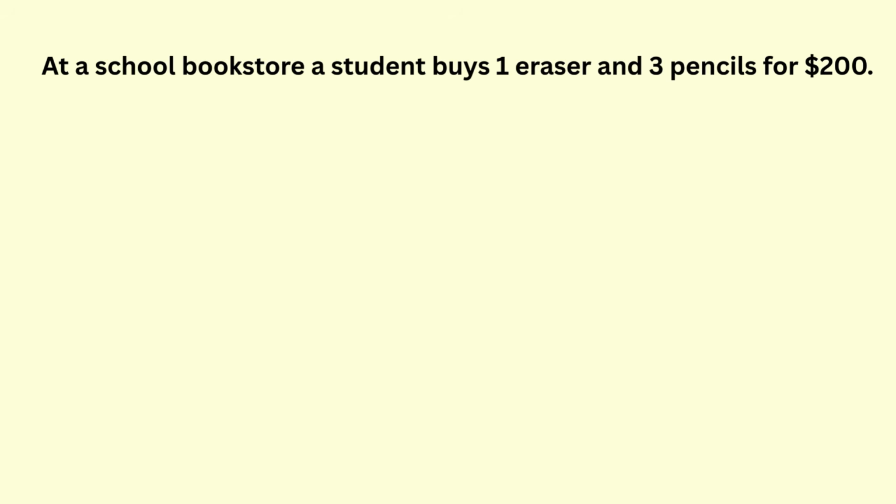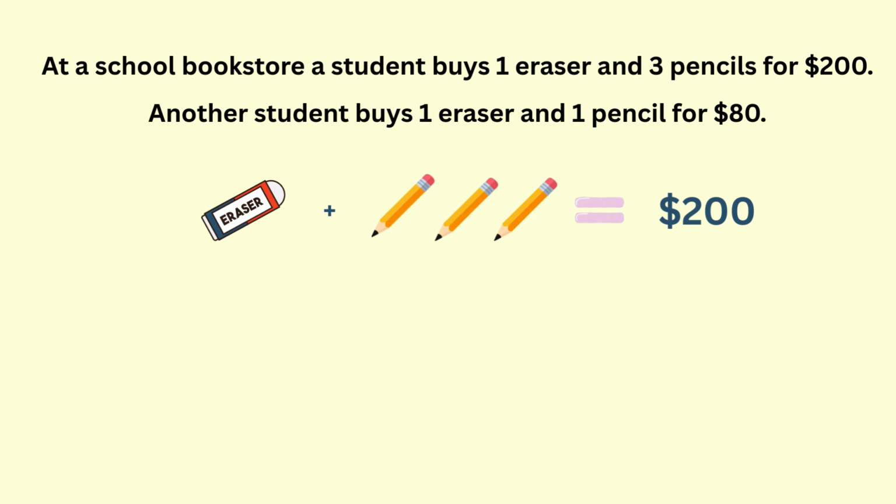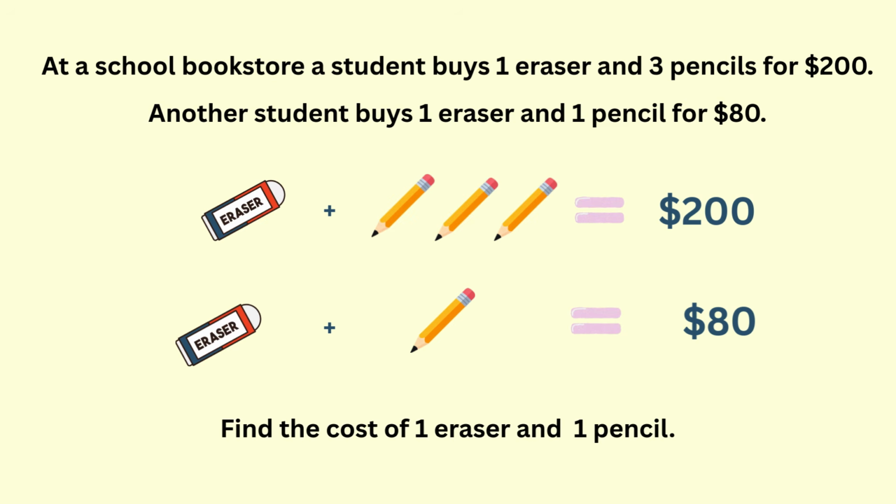At a school bookstore, a student buys one eraser and 3 pencils for $200. Another student buys one eraser and one pencil for $80. Find the cost of one eraser and the cost of one pencil.